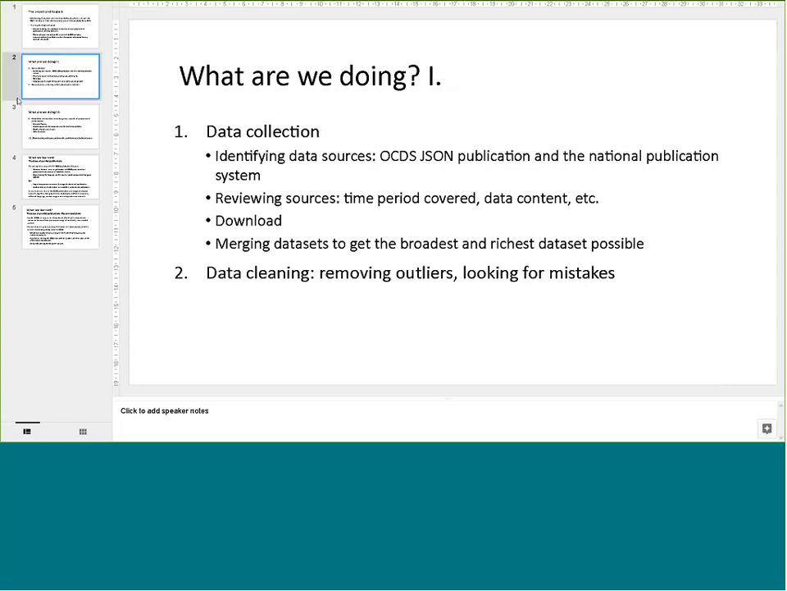Thank you. What we are doing exactly is the following. We identify data sources, both the official national public procurement data publications and the data published in OCDS format. We review these sources: what time period they cover, what kind of notices and contracts are there, what kind of information, what kind of variables are published, so how rich is this database. And then we download the data we need.